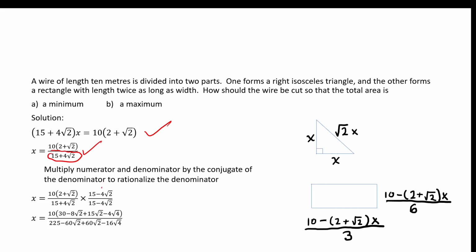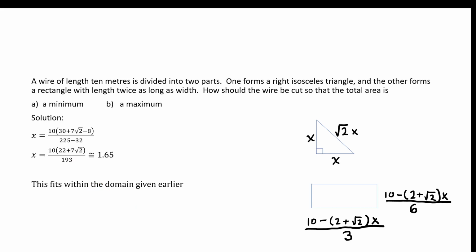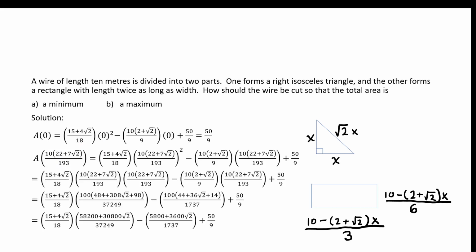We can now, if we wanted to, rationalize our denominator. So multiplying top and bottom by the conjugate of the bottom gives us this long expression here, after, of course, we distribute. And so we get that long numerator over that denominator, and we end up with 10 times 22 plus 7 root 2 all over 193, which is roughly 1.65. And that fits within the domain that was given earlier.